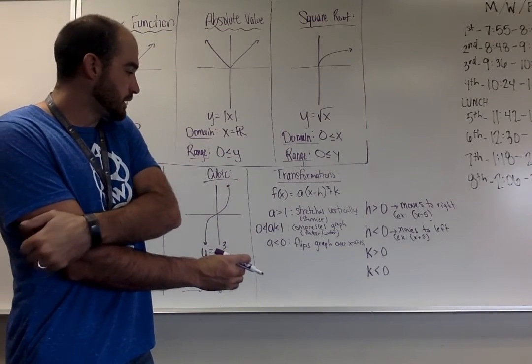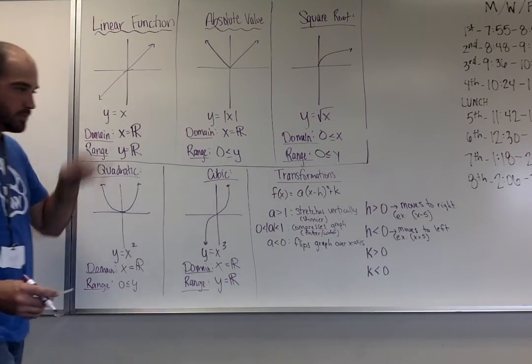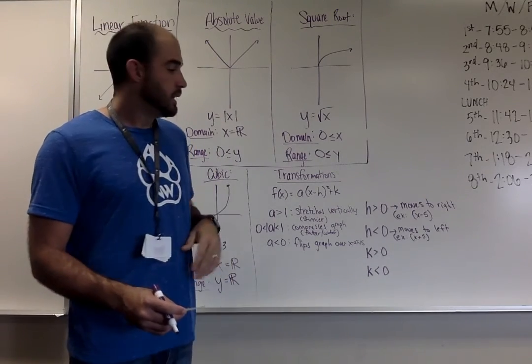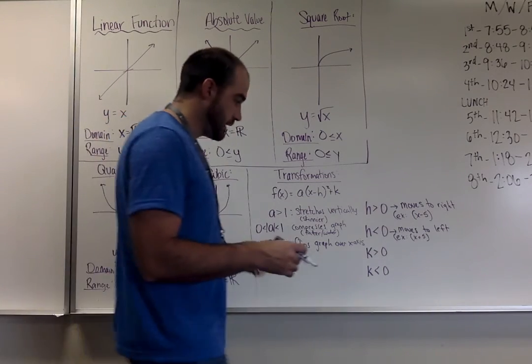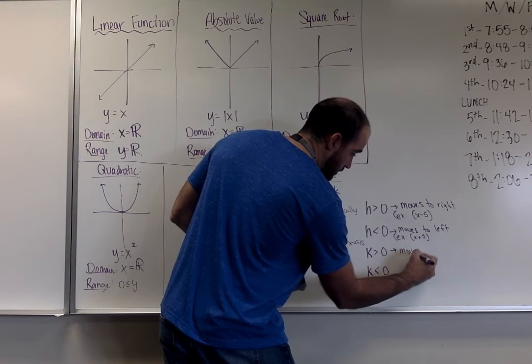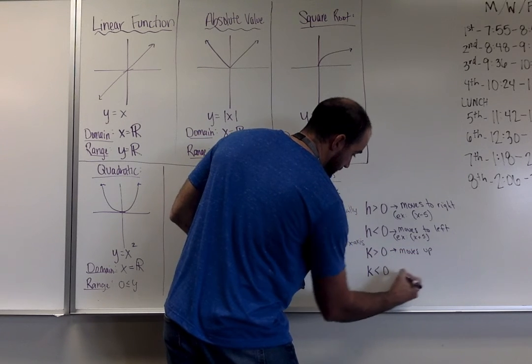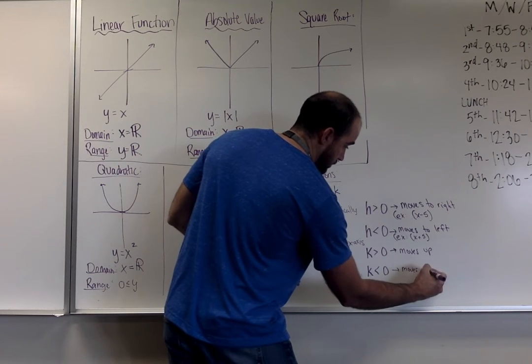The last one is our k. K is probably the easier one because we're used to seeing it with our y equals mx plus b. We have it as our b there. But our k essentially tells us our up and down. So if our k is greater than 0, it moves the graph up. And if it's less than 0, it moves down.